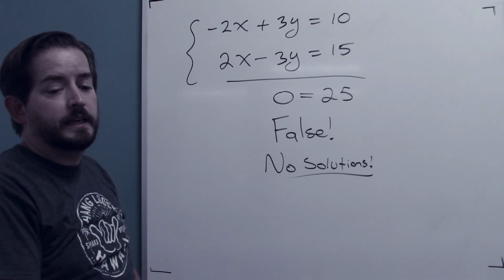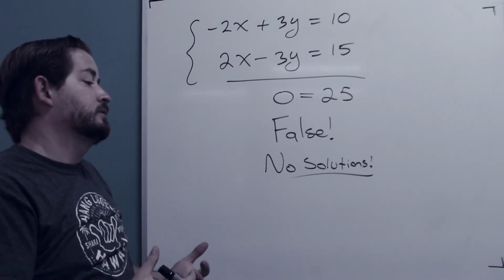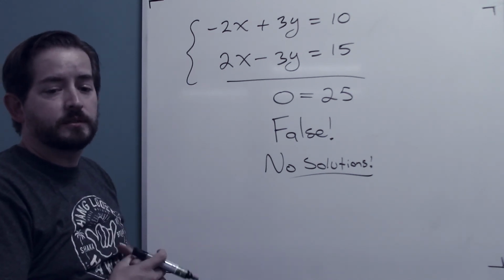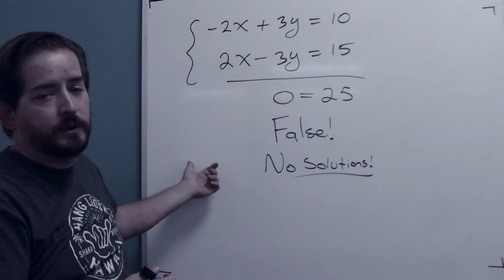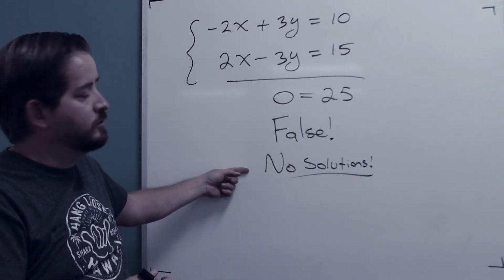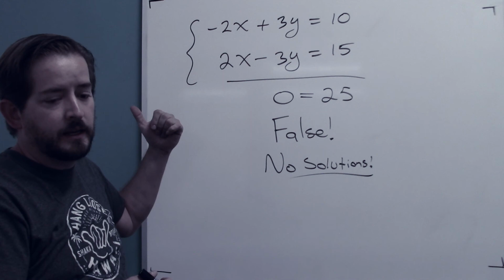And that's all of the cases that we'll see. Most of the ones that we see, we end up with one solution. Every once in a while we end up with parallel lines with no solution, or the same line that has infinitely many.